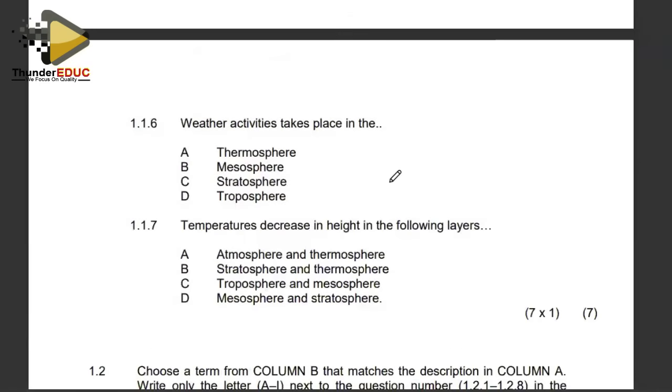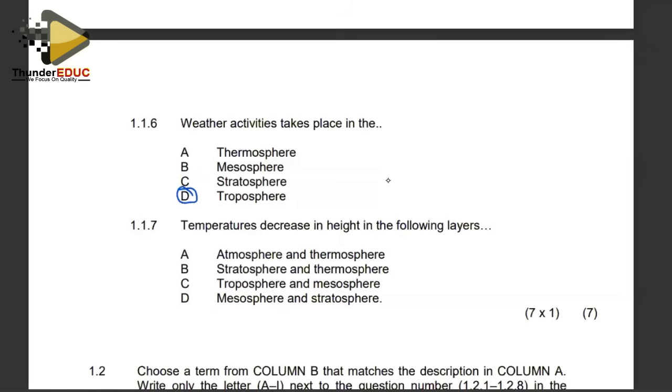Right. We move on to the next question. Weather activities take place in the. Where do we have weather activities? Where do they happen? Where do we experience weather? The weather conditions, they happen in the lowermost air surface, in the troposphere. That is where we experience weather conditions.